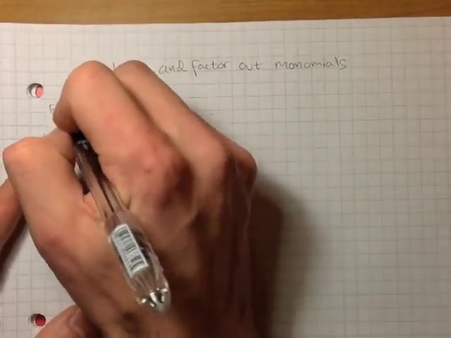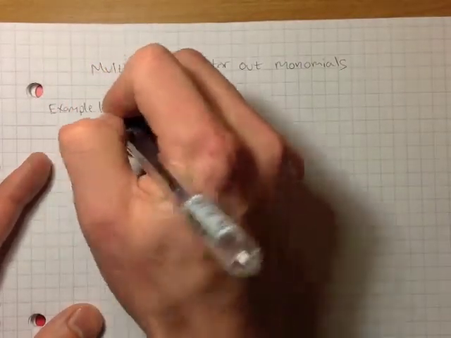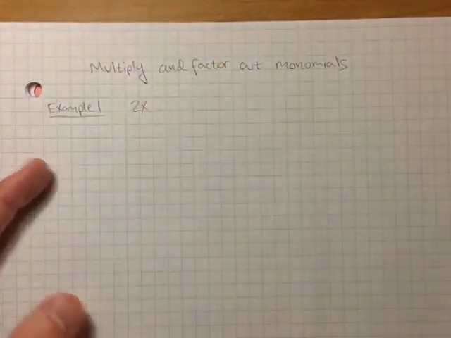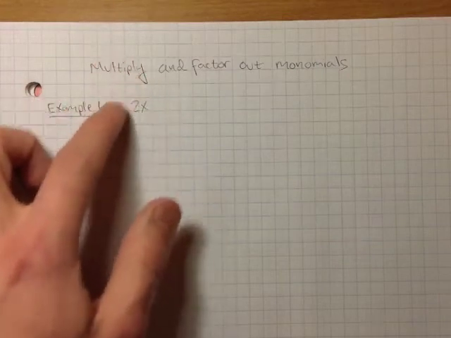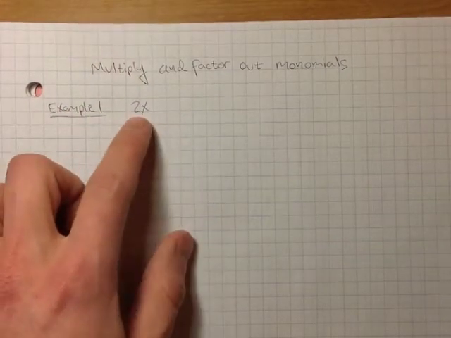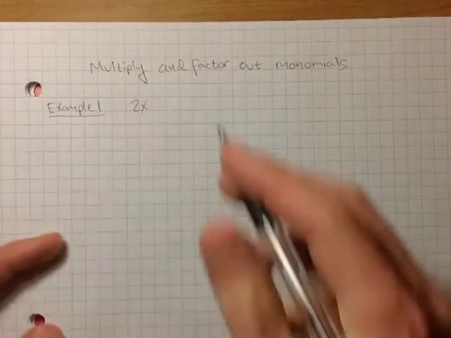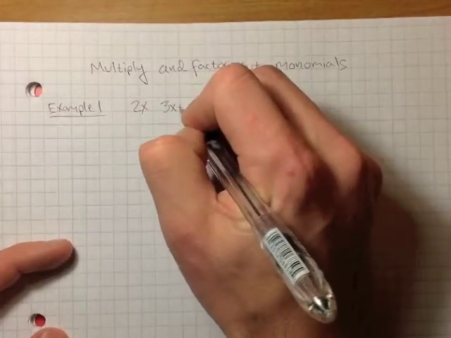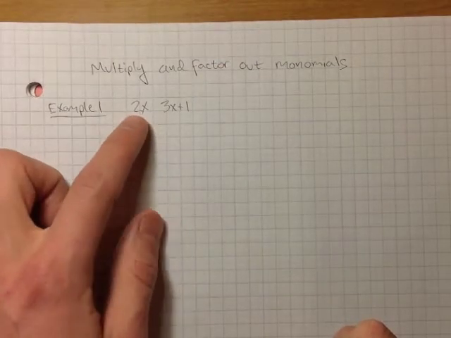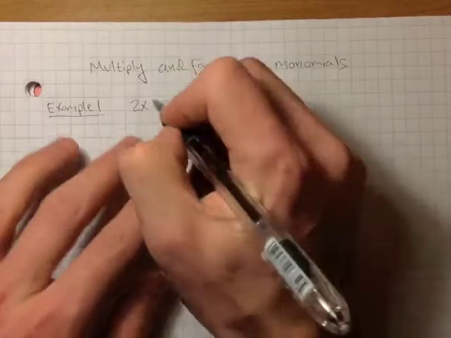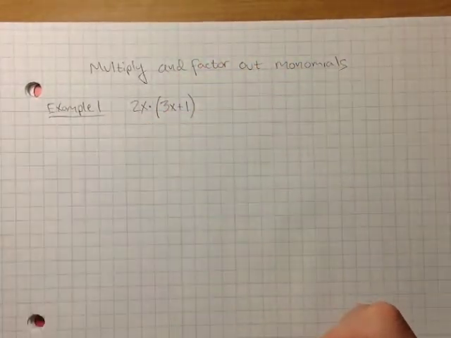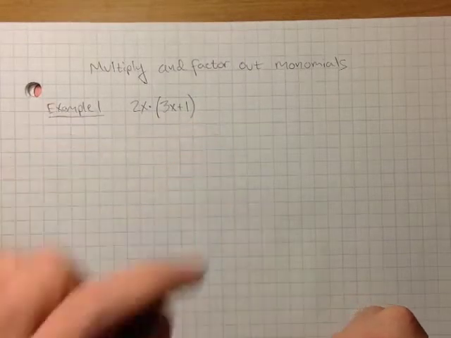So example 1. 2x. That is a monomial. It is one term. It is one thing. Now let's multiply this monomial by, let's say, a binomial, 3x plus 1. In order to indicate that we're multiplying this monomial by that binomial, we need to put the binomial in parentheses, like that. Okay, 2x times, in parentheses, 3x plus 1.